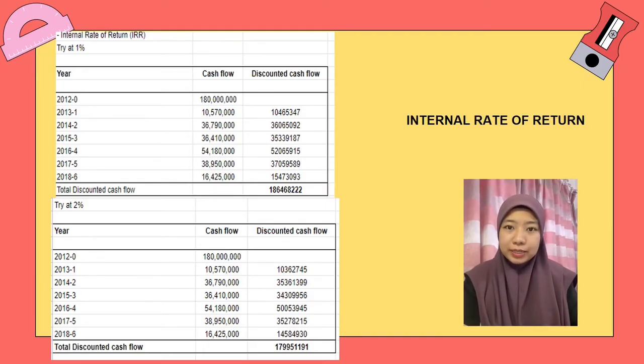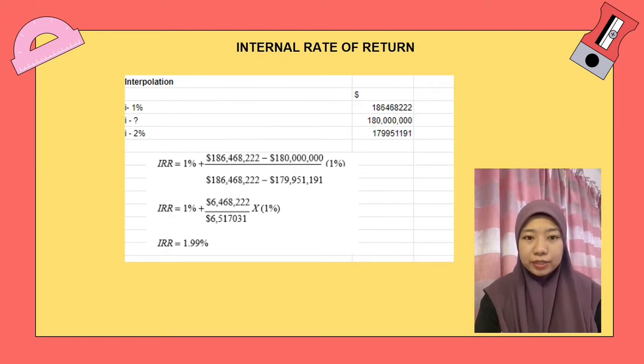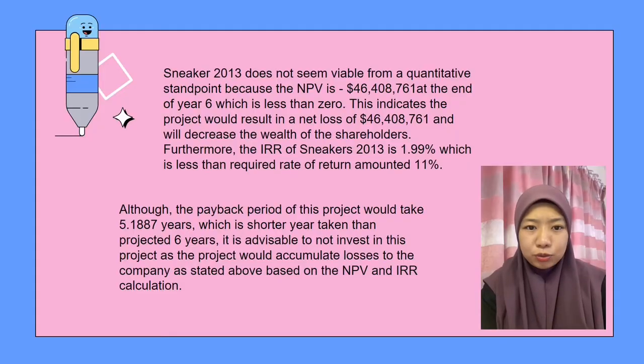Lastly, we need to calculate the internal rate of return. We must try at 1% and also 2%. The total discounted cash flow at 1% is 186,468,222, while for 2%, the total discounted cash flow is 179,951,191. Then we find the IRR with this formula, and we got the answer, which is 1.99%.